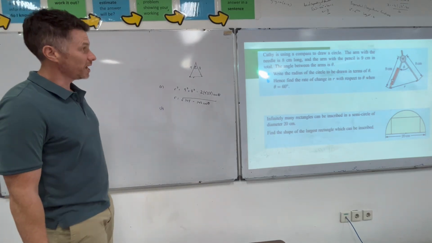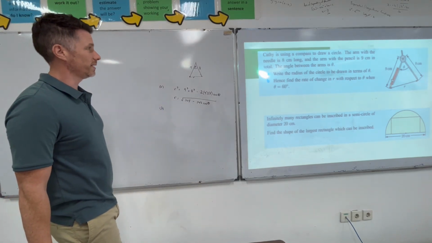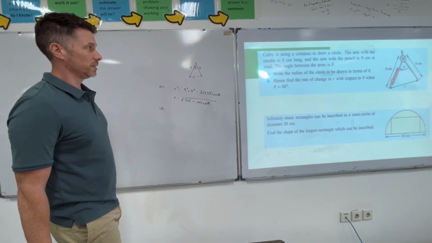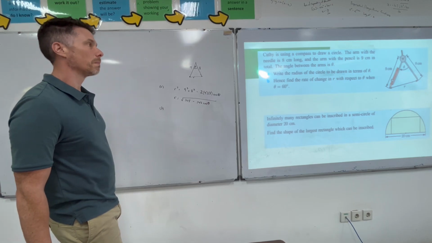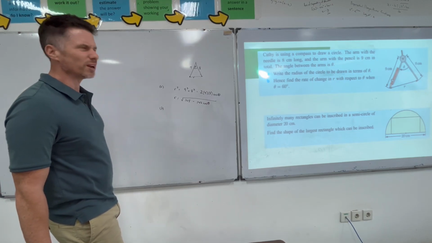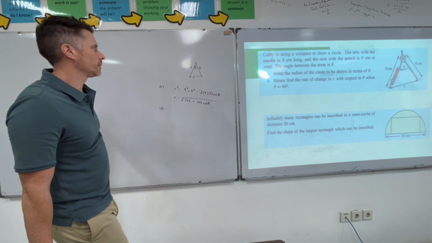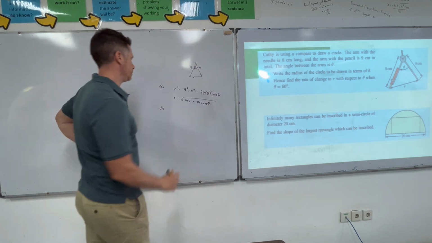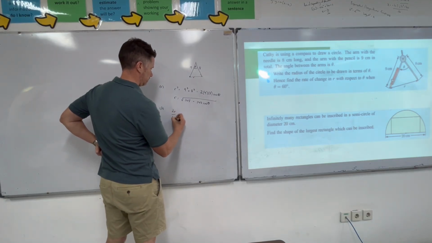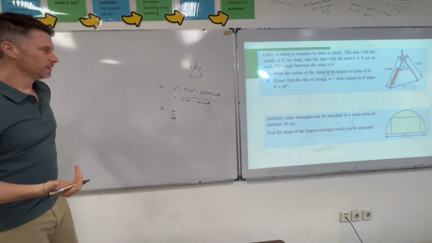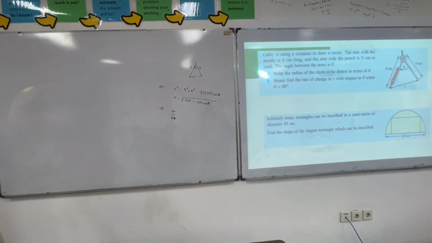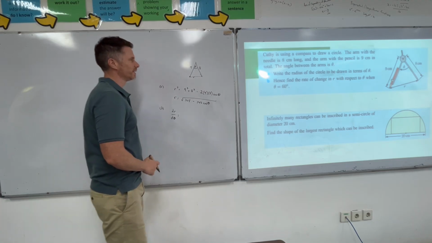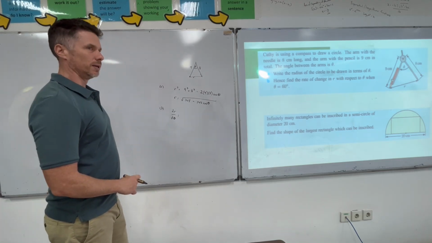Hence, find the rate of change in the radius with respect to theta when theta is 60. Rate of change means differentiate with respect to theta, so dr by d theta. It's in the calculus chapter, so we expect calculus to occur. We have to do something.